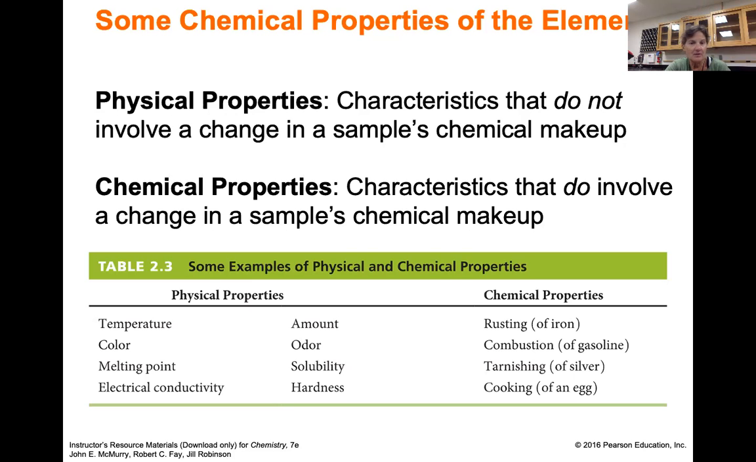So these are just more examples in the table of physical properties and chemical properties. Temperature, color, melting point, those are all things that are physical properties. Rusting is a chemical reaction. Combustion of a fuel could be gasoline. Tarnishing of silver, cooking an egg, those are all things that change the actual way atoms are held together in different structures. And we'll learn a lot about that process of a chemical reaction.